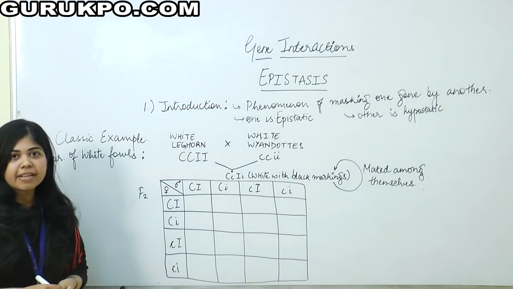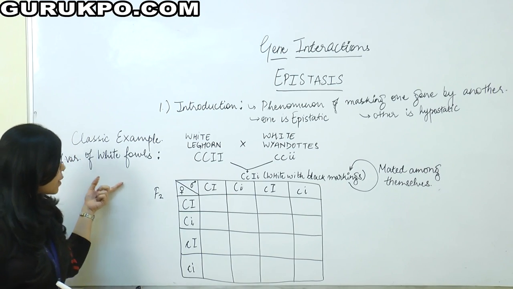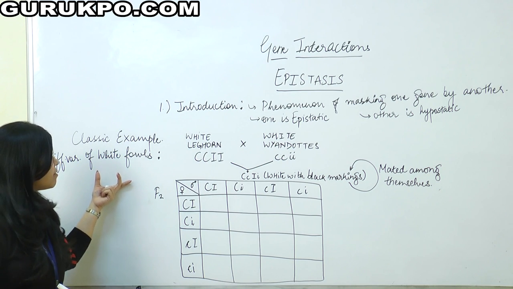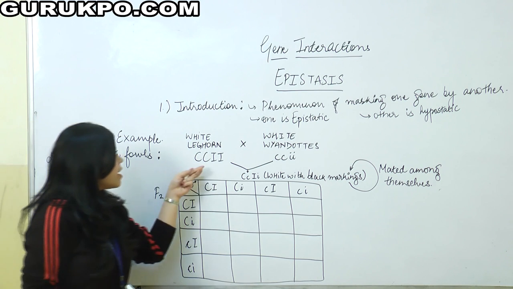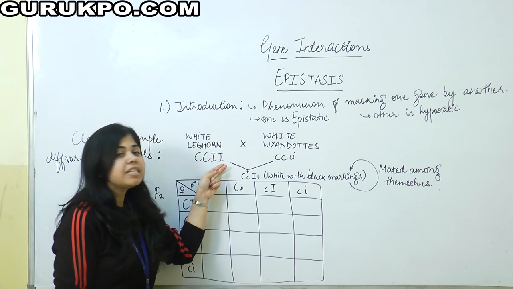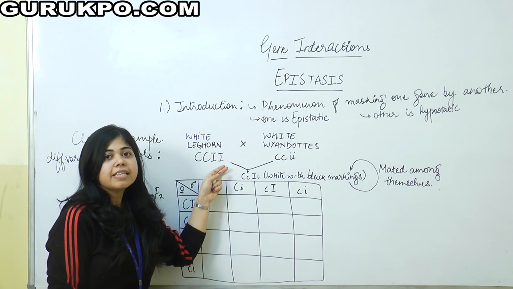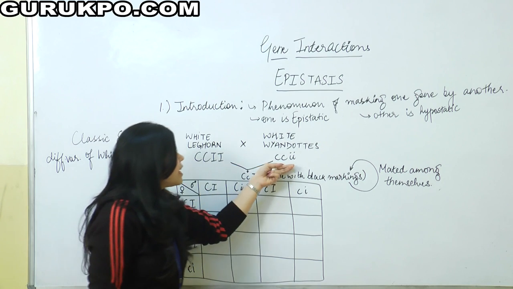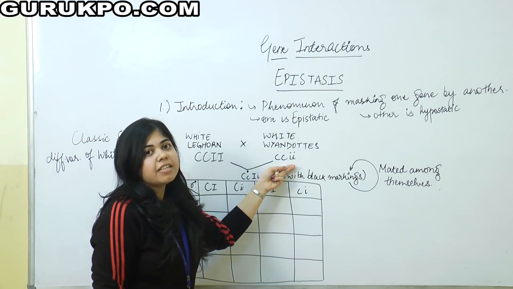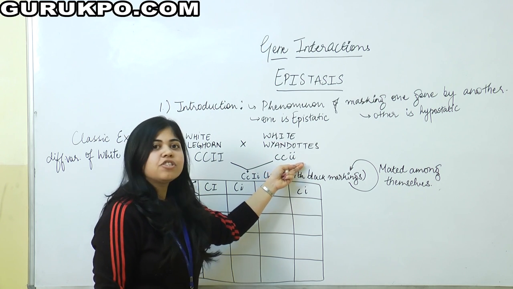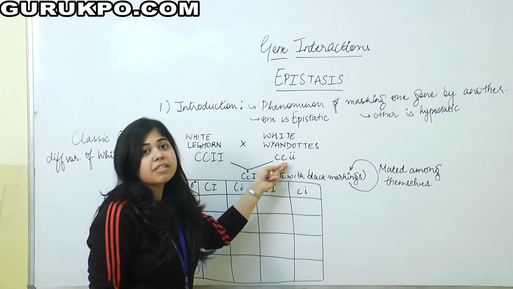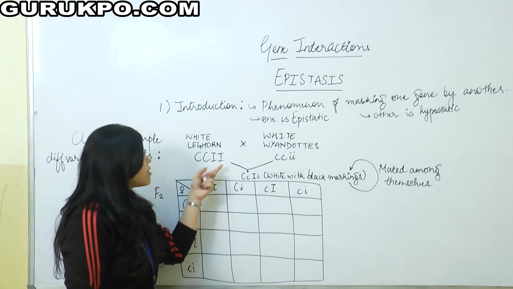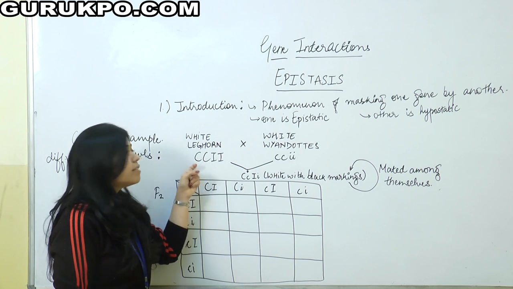One classic example of epistasis that we'll be considering here is the white leghorn and the white Wyandotte. These are varieties of white fowls, and they are white because of a reason. They have the color gene C and an inhibiting gene I. Here, the inhibiting gene I is the epistatic gene which inhibits the expression of the color gene C. In the case of the white Wyandotte, the color gene C, as you can see here, is recessive and the inhibitory gene is also recessive. Since the color gene is recessive, it is also white.